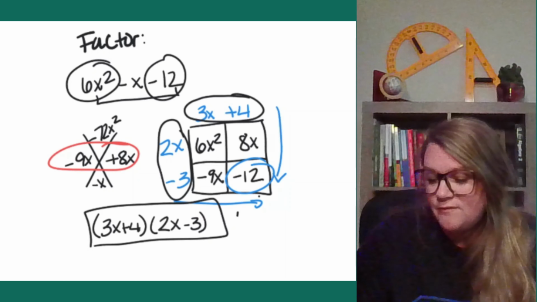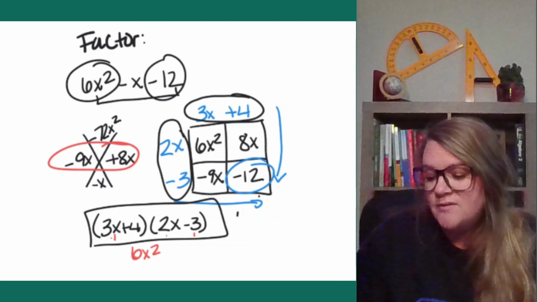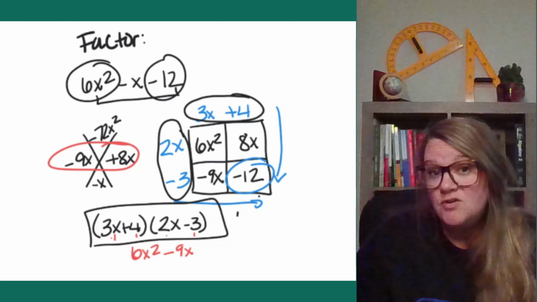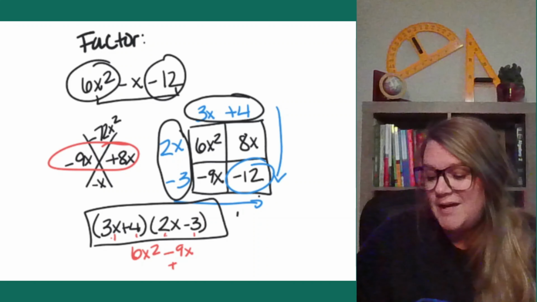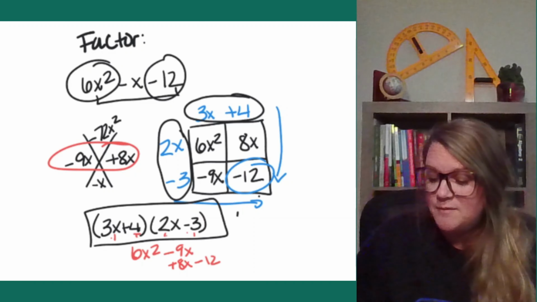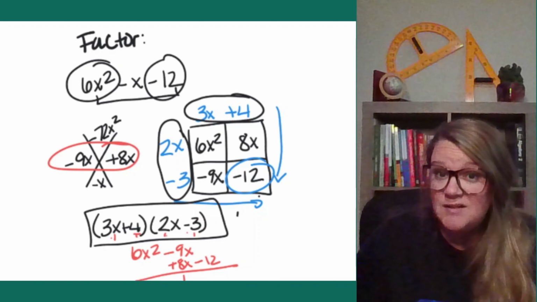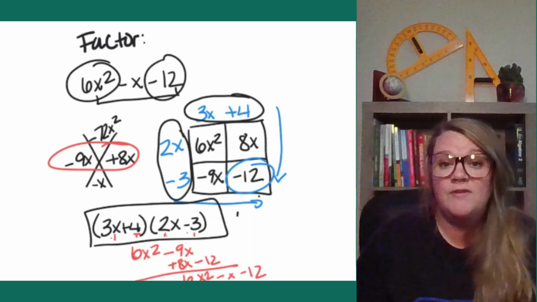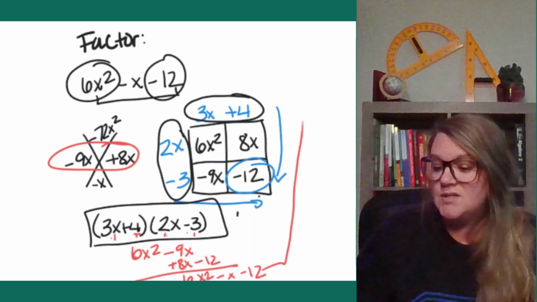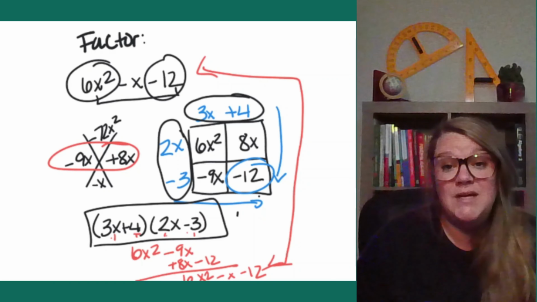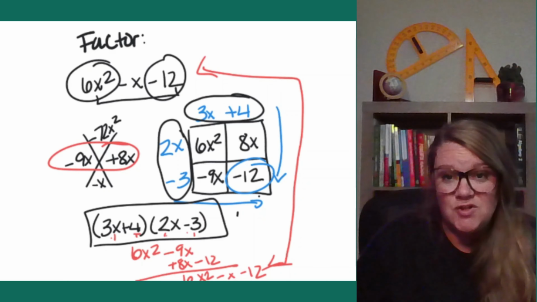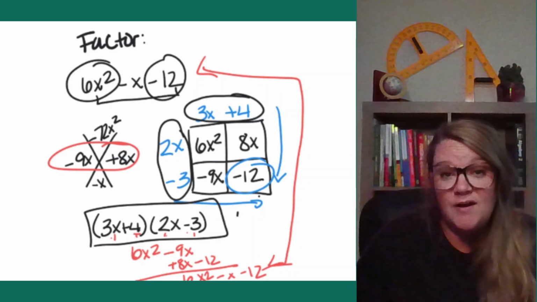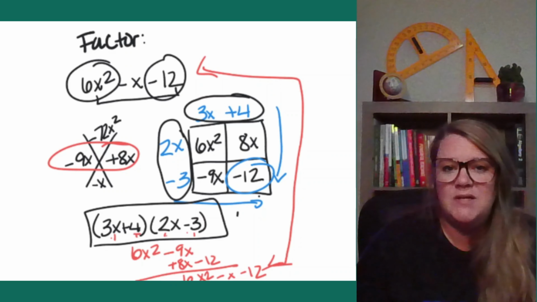Let's refoil. First times first gives me 6x squared. Outer times outer gives me negative 9x. Inner times inner gives me a positive 8x. And last times last gives me a negative 12. And if I combine my like terms, I'm going to get 6x squared minus x minus 12. And if you'll notice, this one does match my original. That just tells me, yes, I did this correctly. I factored it. When I multiply those two factors together, I would get 6x squared minus x minus 12.